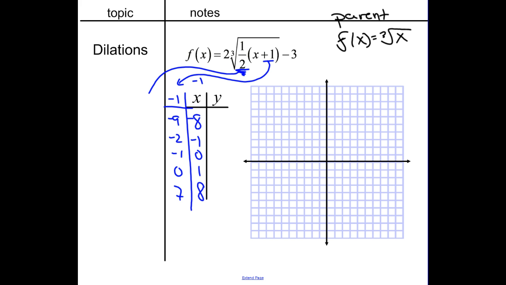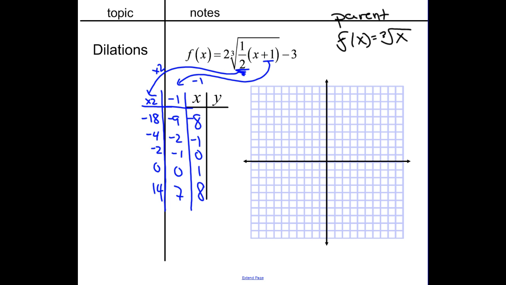Now we're going to do our multiplication piece. So kind of like we're unraveling the inside here. But since it's on the inside again, we're going to do the opposite, which really means we're going to multiply by 2. And really what's happening to our graph, remember, is a horizontal stretch by a factor of 2. So really it's going to be -18, -4, -2, 0, and 14.